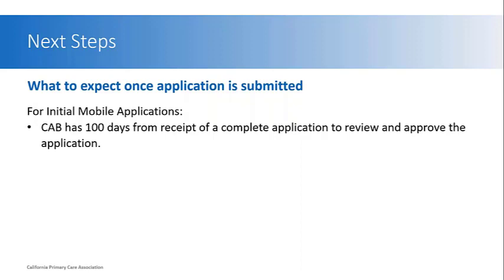The process is the same for an initial mobile clinic application, except that CAB has 100 days to review and approve the application, and the district office will do an initial on-site survey. If an affiliate clinic application is submitted and is deemed incorrect or incomplete, CAB is not required to meet the 30-day timeframe, but is held to the initial 100-day timeline instead.